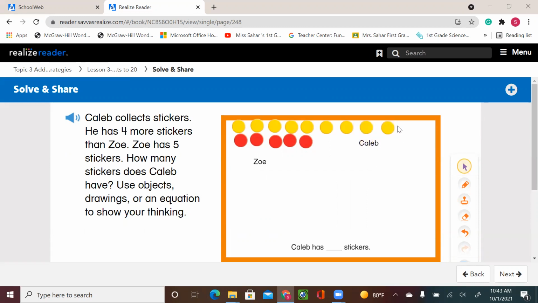So Caleb had 4 more. Now I can really find the rest. So I know now that Caleb has 5, 6, 7, 8, 9. Caleb has 9 stickers. How did I get this information? Just reading my sentence, trying to break it and get any hidden information that will help me. Let's go to the video.